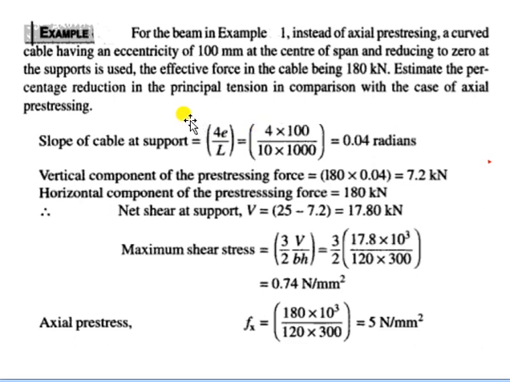So first I should calculate what is the shear force developed at the support. Then I should calculate what is the maximum shear stress at the support, and I should calculate what is the minimum or maximum principal tension developed in the member. So slope of the cable at support, that is 4e by L.